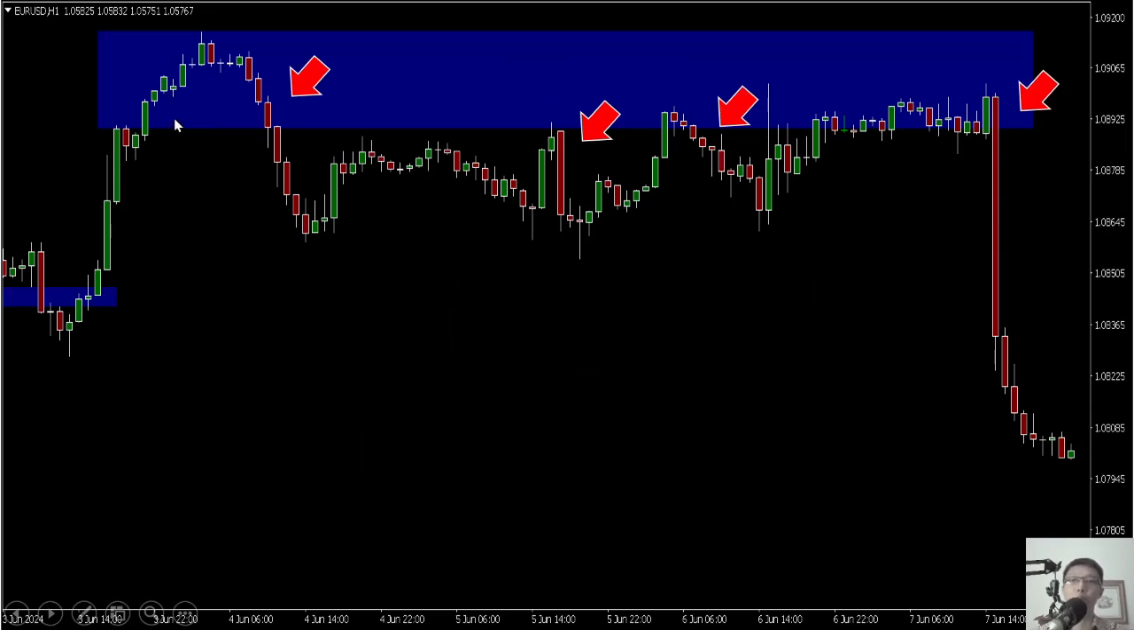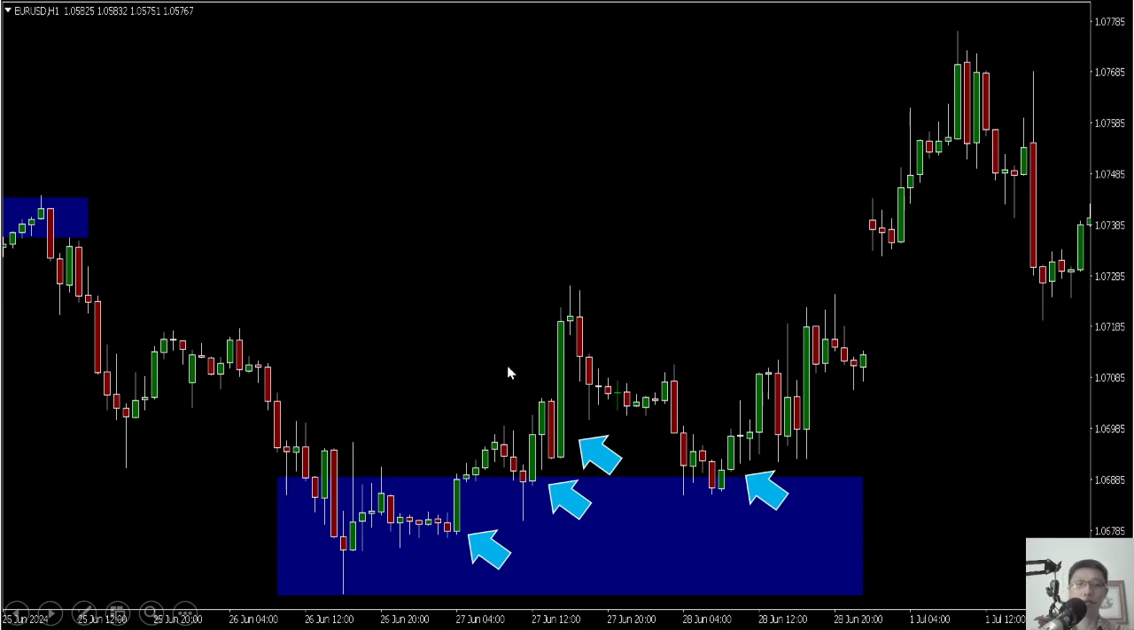This is an uptrend until here, and then sellers come in and push the price lower. So this is a resistance area. This is first push, second push, third push, and fourth push. After the fourth push, price goes to the downside. This one too is four pushes at a support.